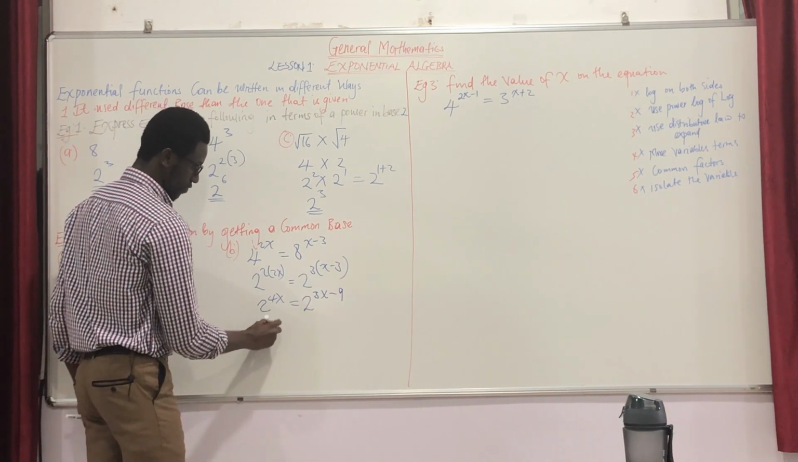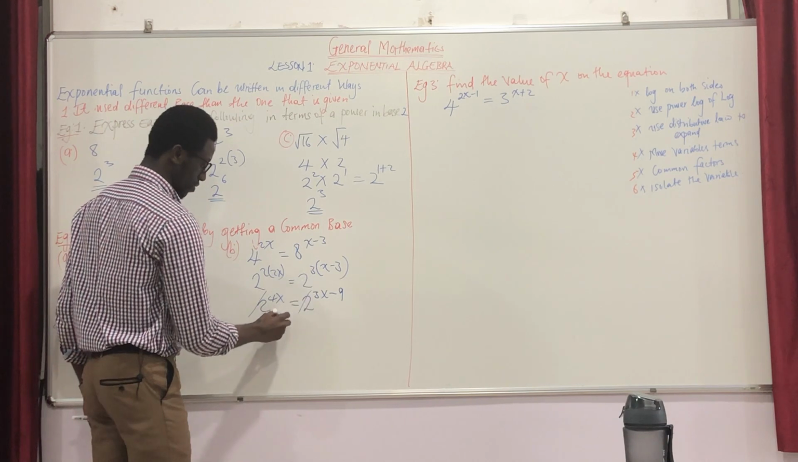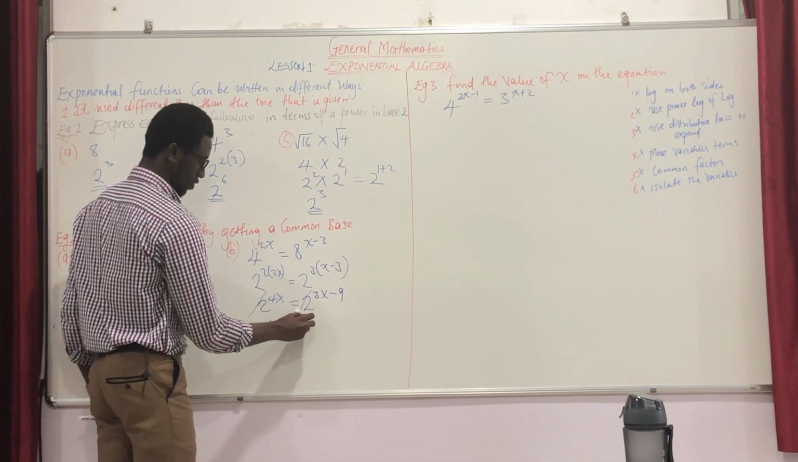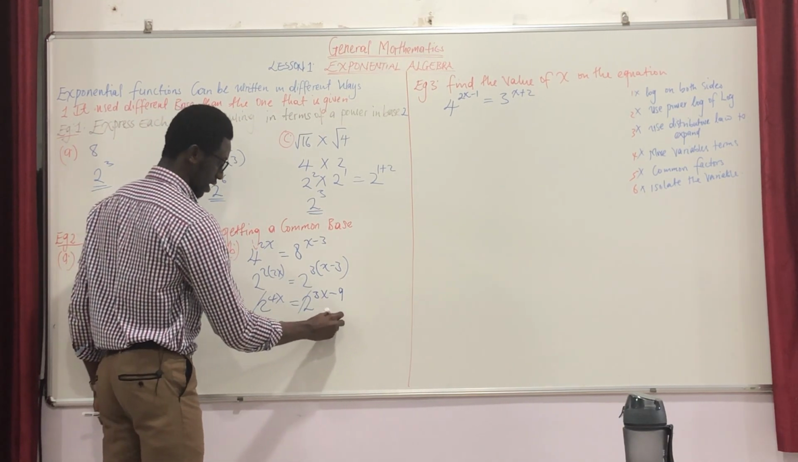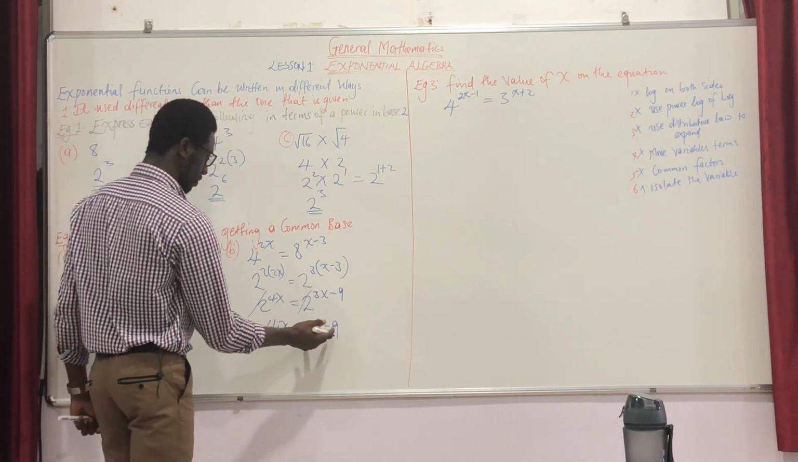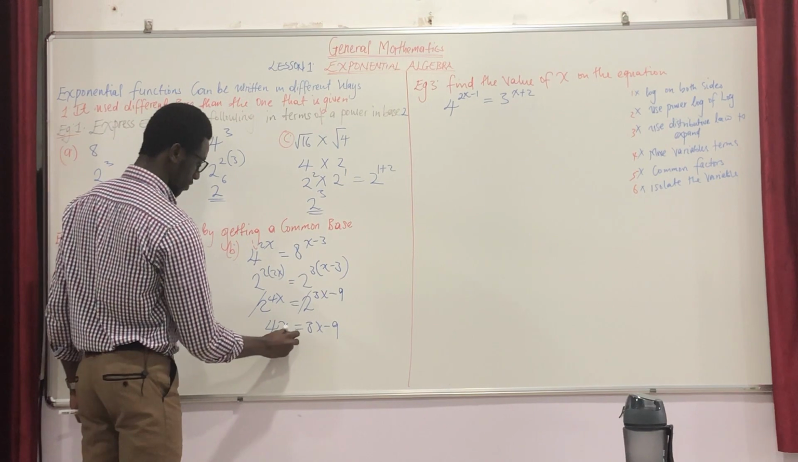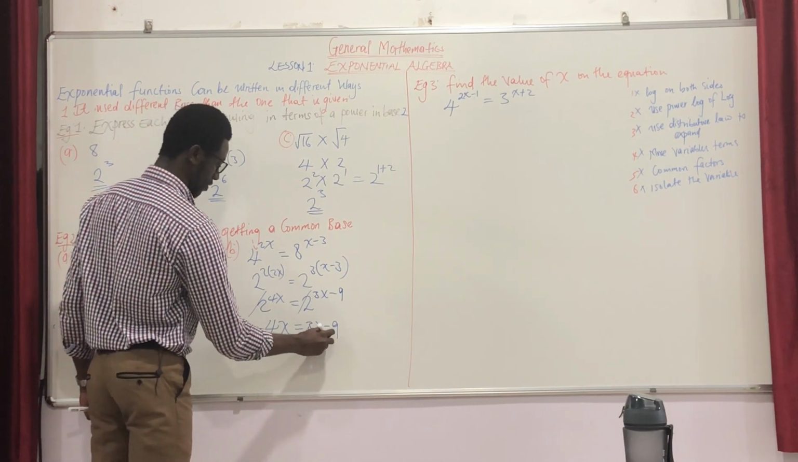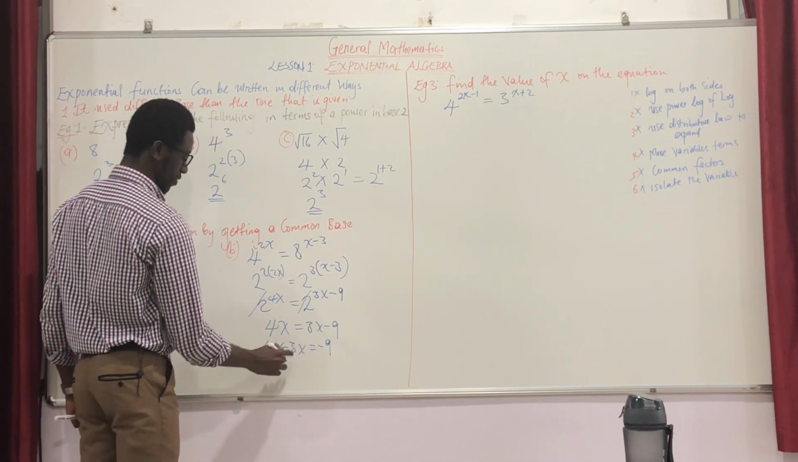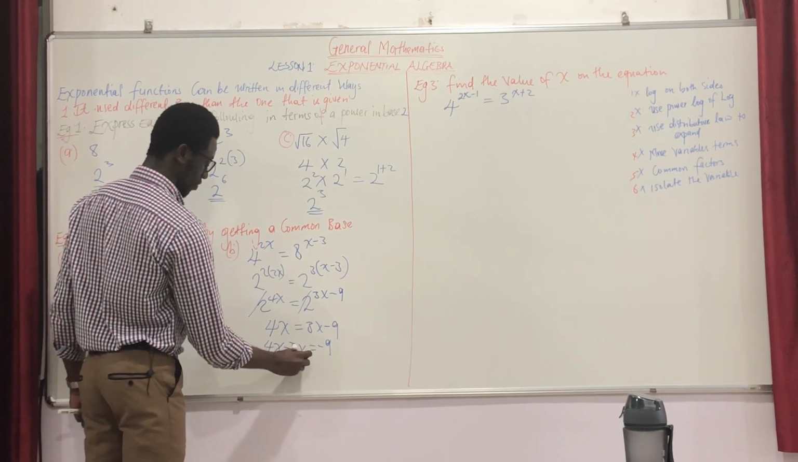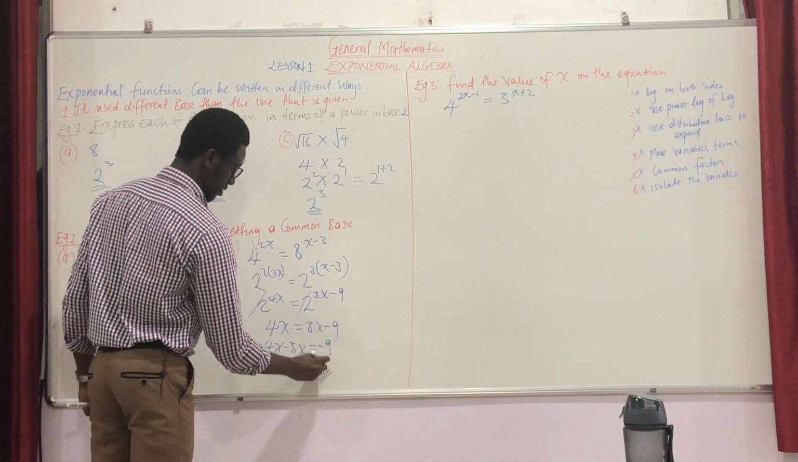So now this becomes 4x, this we ignore. 4x will be equals to 3x minus 9. So now if we transpose this one here, we say 4x minus 3x is equals to minus 9. 4x minus 3x is just x equals to minus 9.